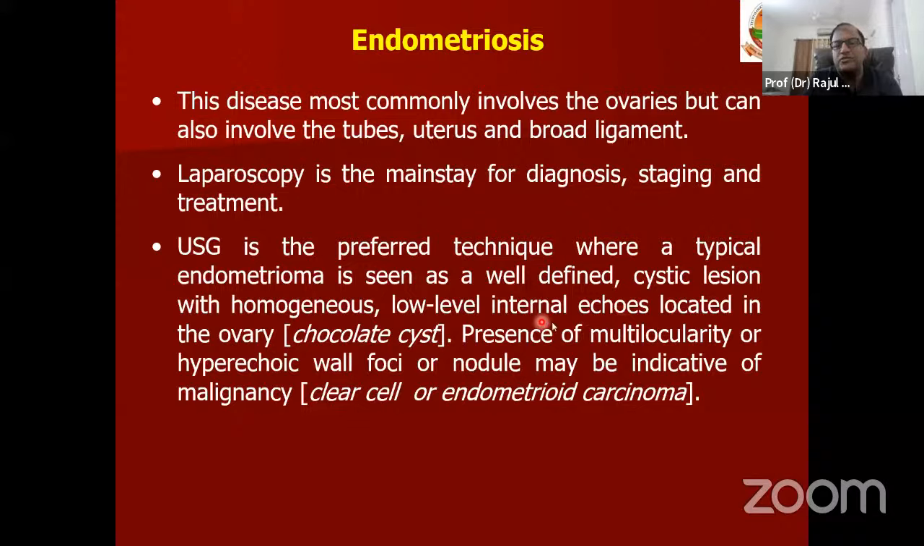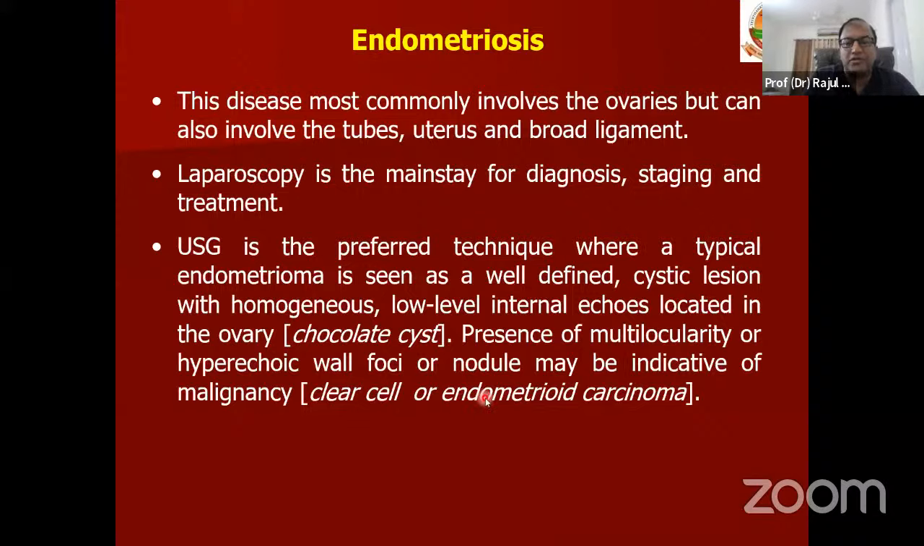These low-level internal echoes are because of the presence of blood or hemorrhagic products within the endometrioma located in the ovary, and this is often described as a chocolate cyst because the fluid that is aspirated is chocolate brown in color. The presence of multilocularity or hyperechoic wall foci or nodules may be indicative of malignancy. Normally, if you see cholesterol crystals in the form of punctate echogenic foci on ultrasound, they are very characteristic of endometriomas.